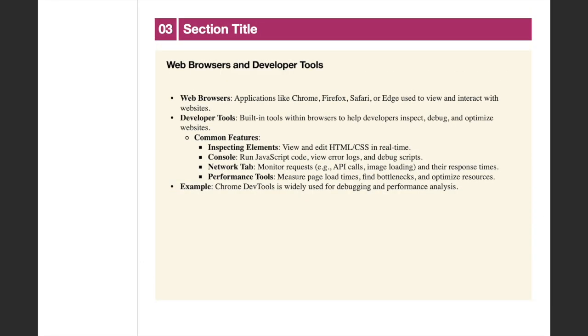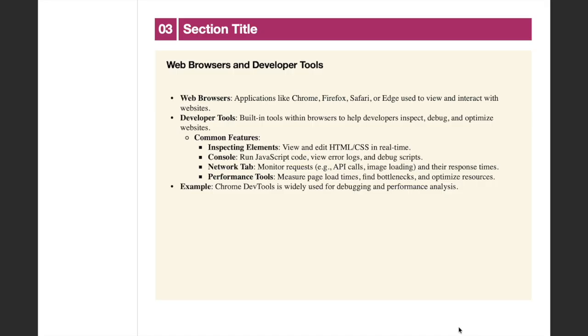The second most important tool isn't something you download specifically for coding. It's the web browser. You already use Chrome, Firefox, Safari, Edge, or many others. We use browsers to view and interact with websites, obviously. But from the developer perspective, the browser is essentially a laboratory.